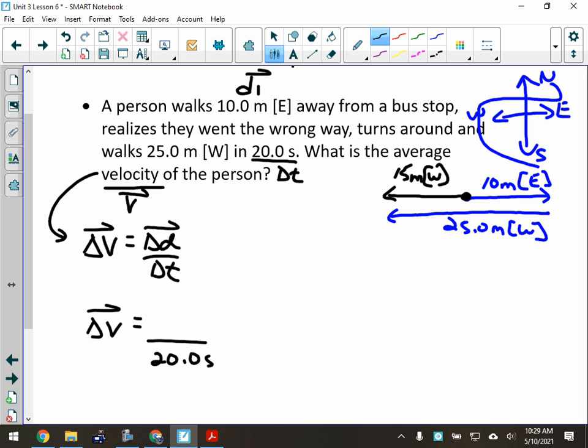Okay. So went 10 meters east, turned around, went 25. Where did I start? I started here. Where did I end up? I ended up here, yes? So that section right there, that's my 15 meters in the west direction.